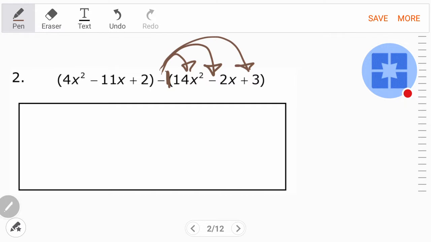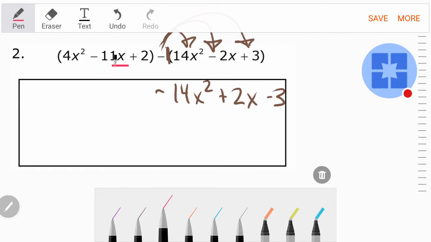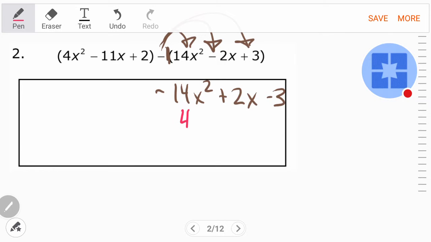We have -1 times 14, which is -14x squared. -1 times -2 is +2. Keep the x. -1 times 3 is -3. And now what we can do is bring down its partner and line up our like terms. So we've got 4x squared minus 11x plus 2.